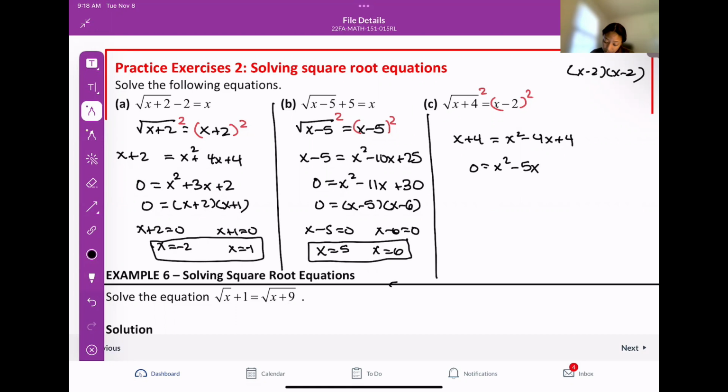Okay, x squared minus 5x, and the 4's cancel out, so plus 0. Then we can factor out an x. That's 0 equals x times x minus 5.